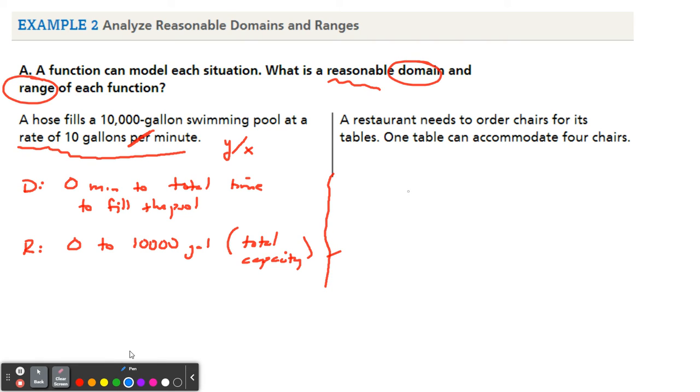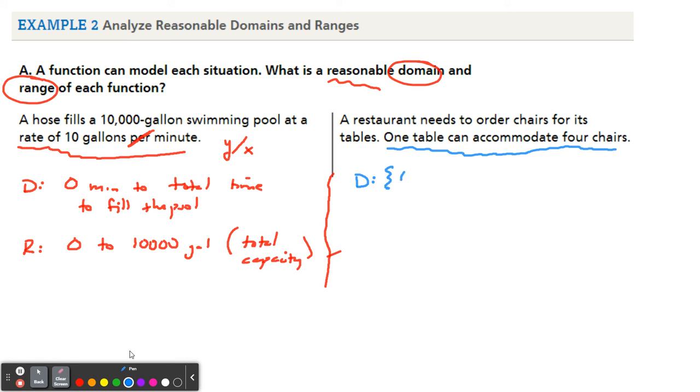Second example here. A restaurant needs to order chairs for its tables. One table can accommodate 4 chairs. So in my opinion right here, when it says one table can accommodate 4 chairs, you first set the tables out. The tables are what we call our independent variable. I'm going to write that down here. That's what we choose. And then once we set out a table, each table needs 4 chairs. So our domain here are going to be the tables.